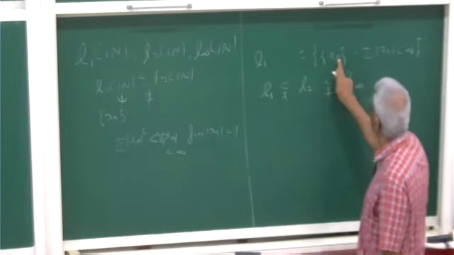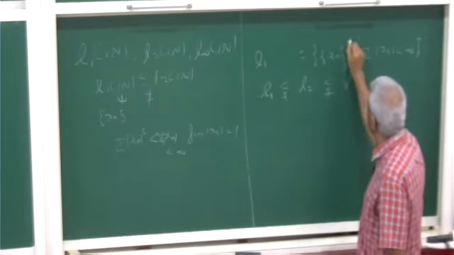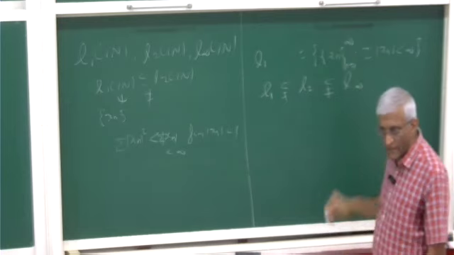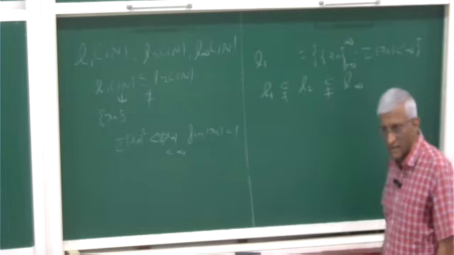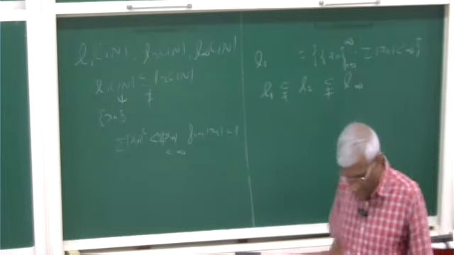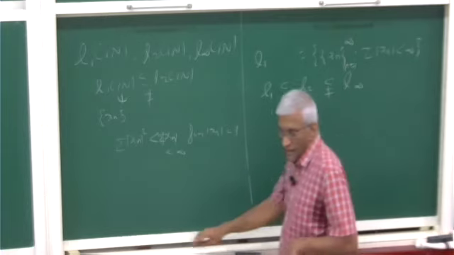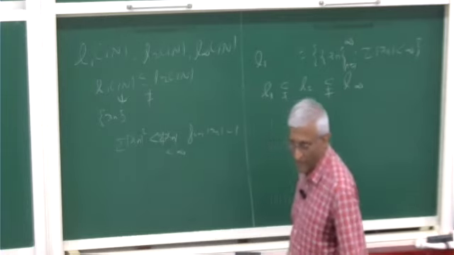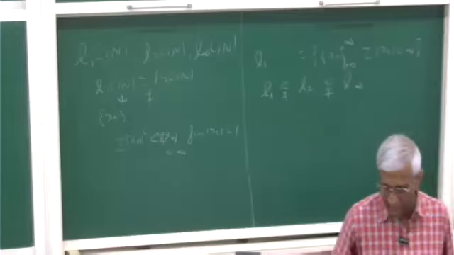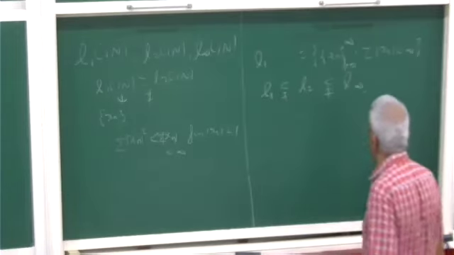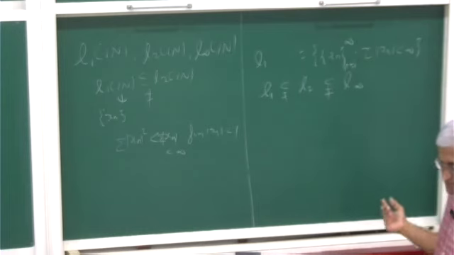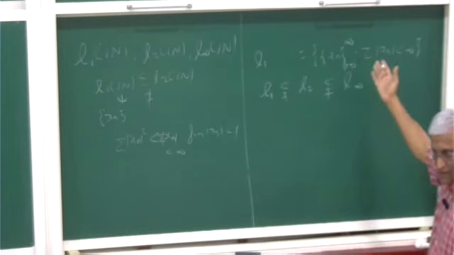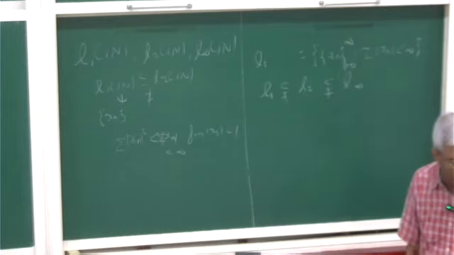Xn, this index is n equal to 1 to infinity. Xn is a complex number or real number. It's a vector space over complex numbers or real numbers, depending upon what kind of sequence you take.